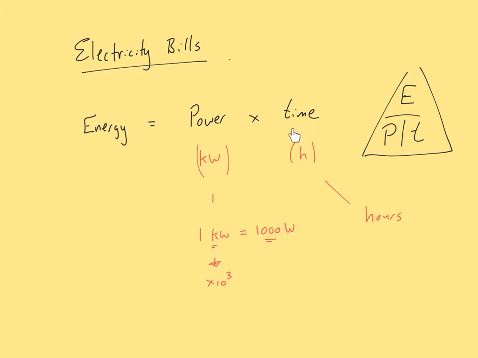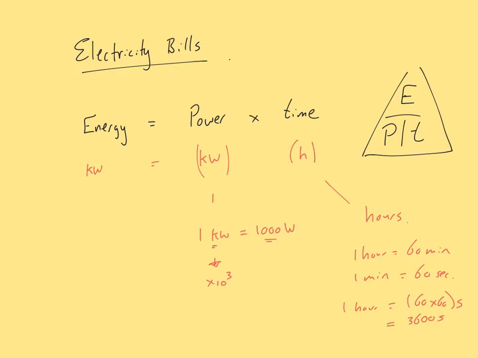And the time, when we're working out the electricity bills, needs to be measured in hours. And as you know, 1 hour is 60 minutes. 1 minute is obviously 60 seconds. So therefore, 1 hour, if you want to convert that, is going to be equal to 60 times 60, which gives you 3,600 seconds. The time conversion is sometimes the hardest bit in these sorts of questions.